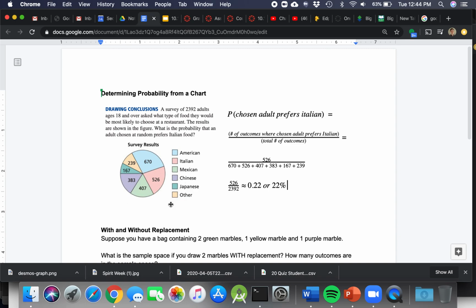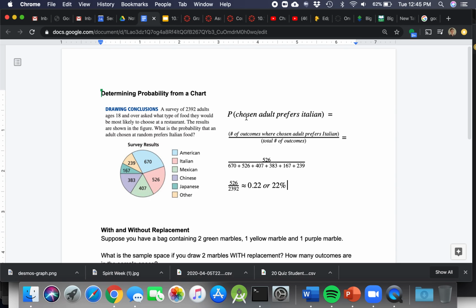we have this example. It's a pie chart, and it shows a survey of 2,392 adults ages 18 and over asked what type of food they would be most likely to choose at a restaurant. The results are shown in the figure, and then it asks us, what is the probability that an adult chosen at random prefers Italian food? So you might have seen this notation used in the video. All it means is, if you see the P out here, probability of, and then what's written inside parentheses is kind of the event that would happen. So what's the probability of the chosen adult preferring Italian food?